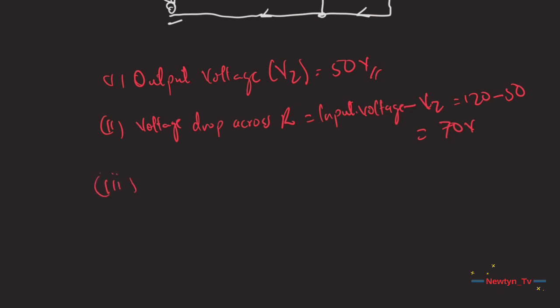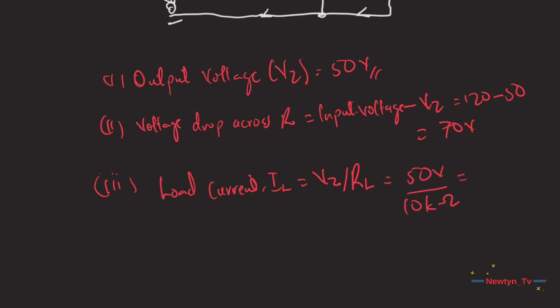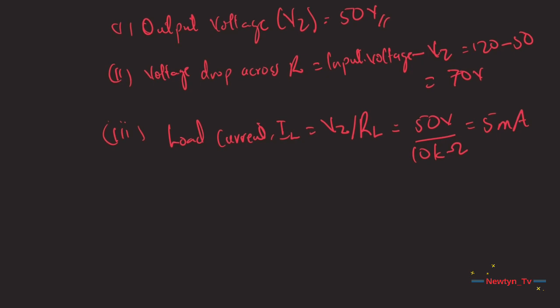All right. Now our third question here, the load current. So first of all, let's look at the load current. The load current, which is IL, will be equal to the output voltage divided by the load resistance, which will be equal to 50 volts divided by 10 kilo ohms. So when we do that, we should get 5 milliampere. All right. So when we get this, we should be able to calculate the current through R.